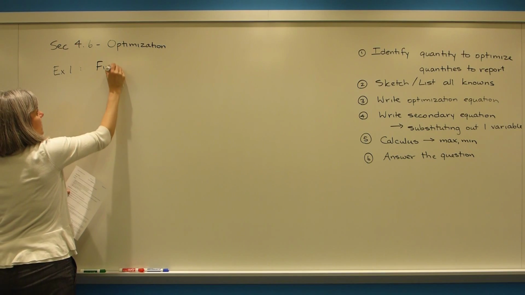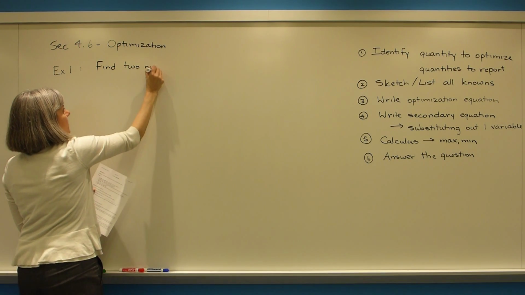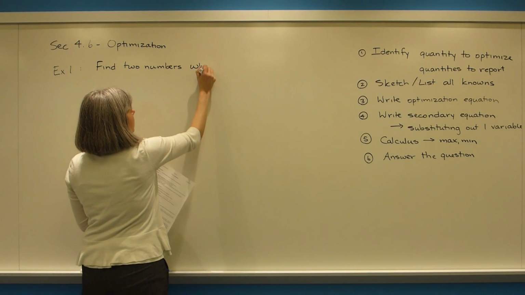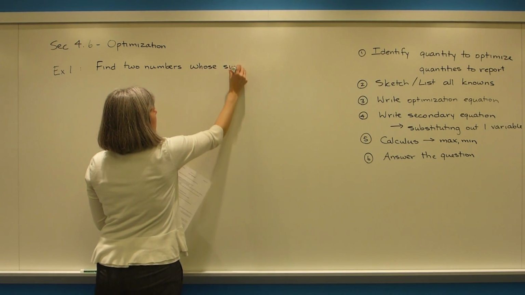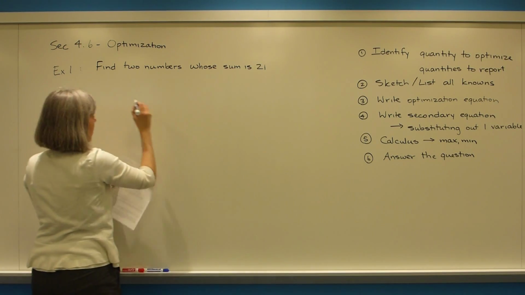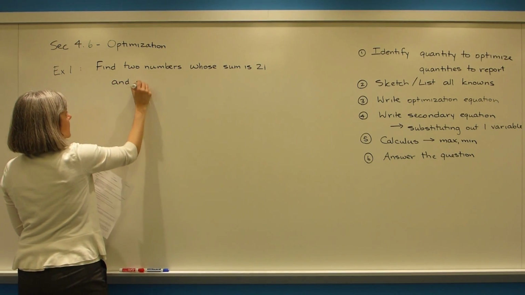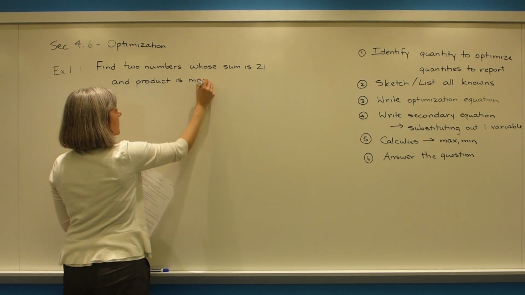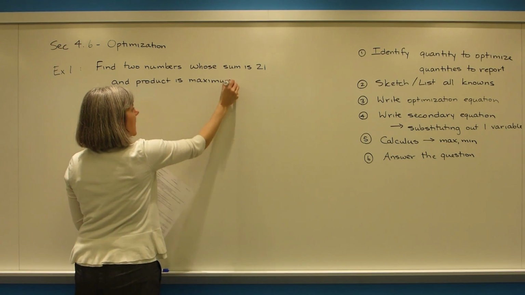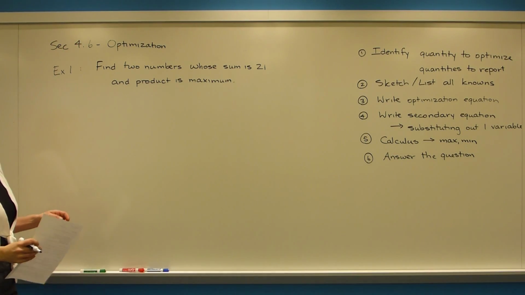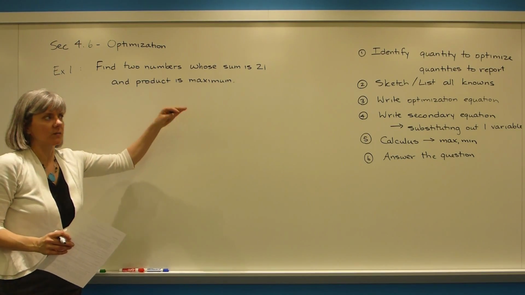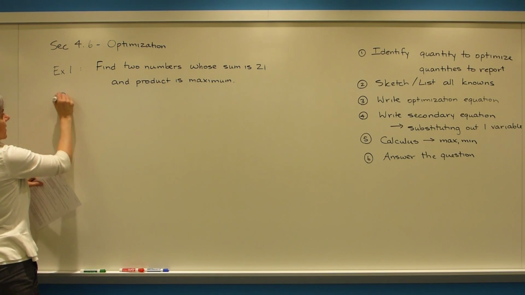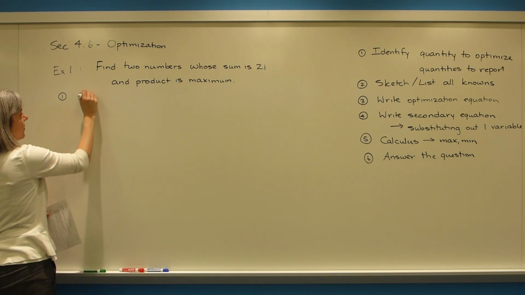Find two numbers whose sum is 21 and product is maximum. Okay, so first question. How do I know that this is an optimization problem? Well, I do because I see the word maximum. I'm trying to find where something is a maximum or a minimum. That's a key word. So the first thing I need to do is write down what am I trying to maximize? P, the product.